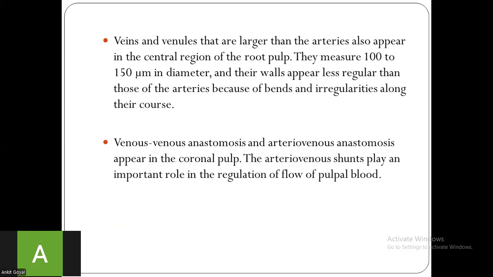Veins and venules are larger than the arteries and also appear in the central region of the root pulp. They measure 100 to 150 micrometers in diameter, and their walls appear less regular than the walls of the arteries because of bends and irregularities along their courses. Venous anastomosis and arteriovenous anastomosis appear in the coronal pulp. These arteriovenous shunts play an important role in the regulation of the flow of pulpal blood.